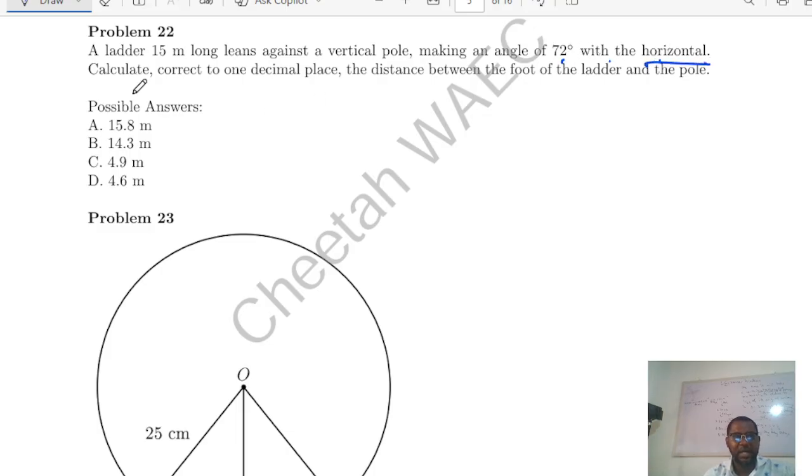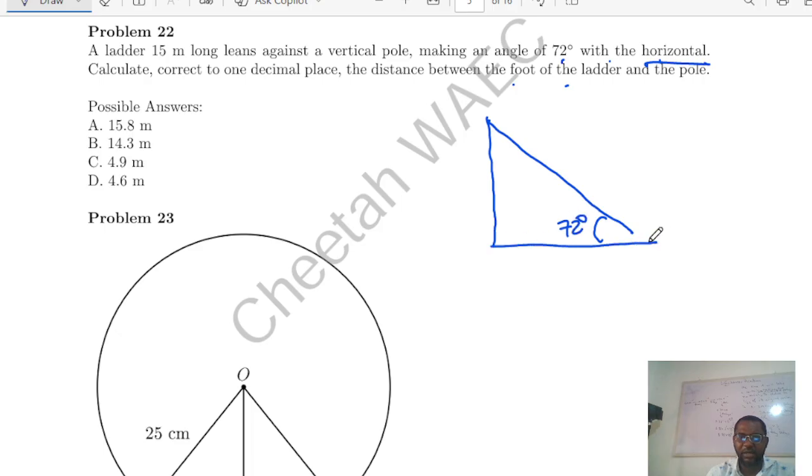Don't forget this. Calculate correct to 1 decimal place the distance between the foot of the ladder and the pole. I think this is quite easy. This is the vertical pole, and the ladder leans on the pole and makes an angle of 72 degrees with the horizontal. This is horizontal here. That's why we have 72 degrees here. This is horizontal. The length of the ladder is 15 meters.